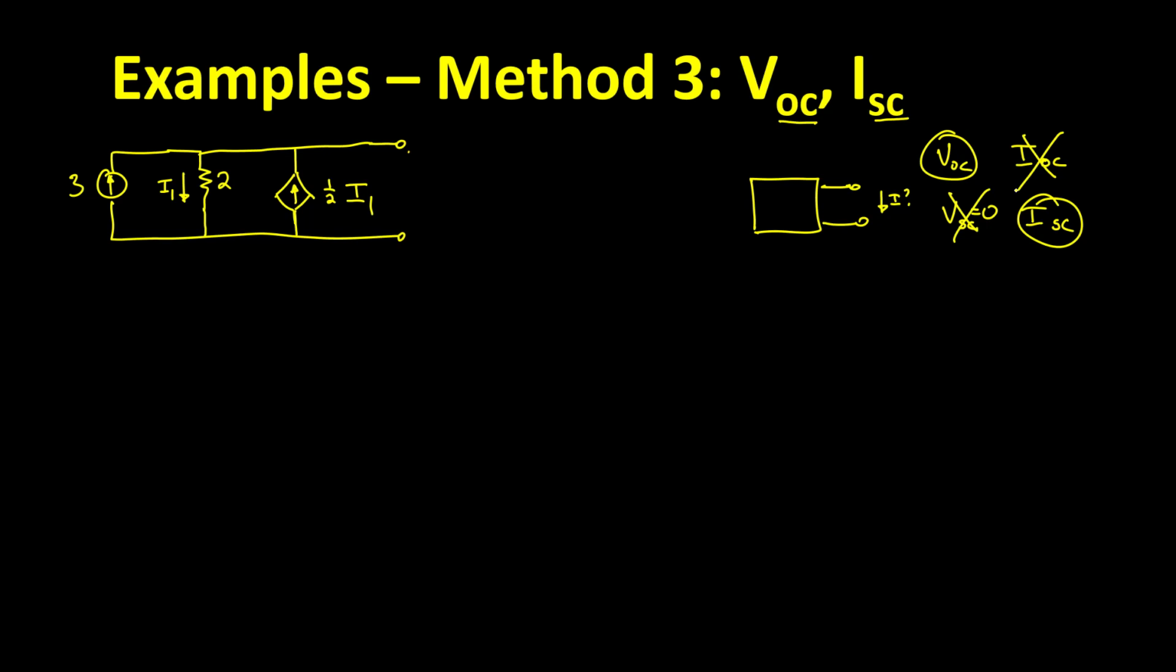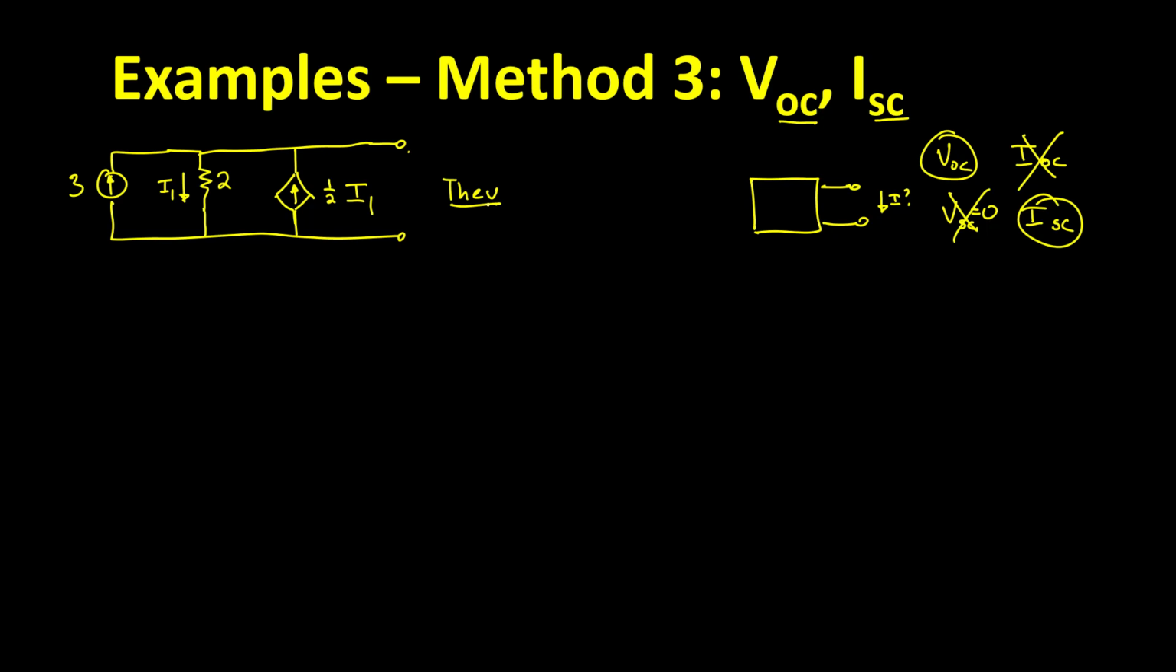So let's do this now with a practical example. This is the method that you need to use if you've got dependent sources. And you can have any number of dependent sources, but you've got to have at least one independent source to make this method work. Let's find the Thevenin equivalent of this circuit with this dependent source. So our first step is to find VOC.